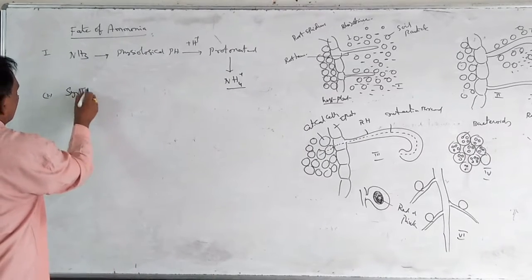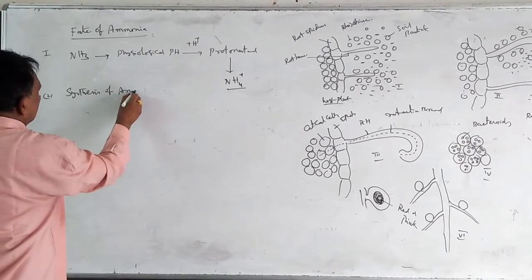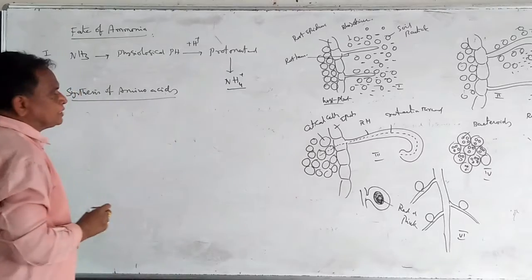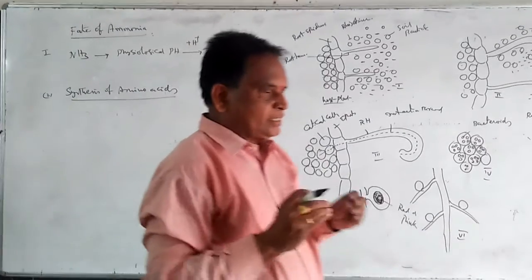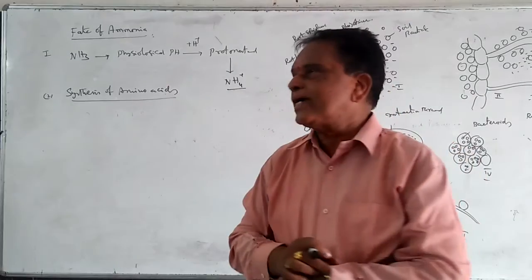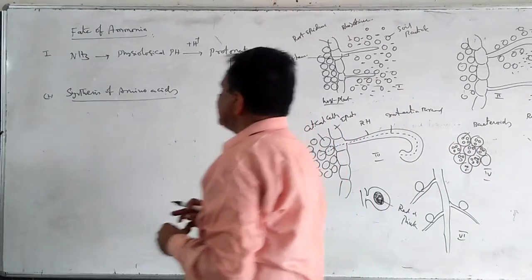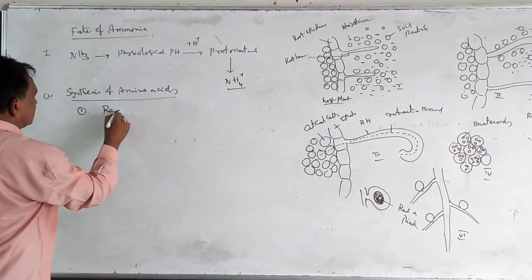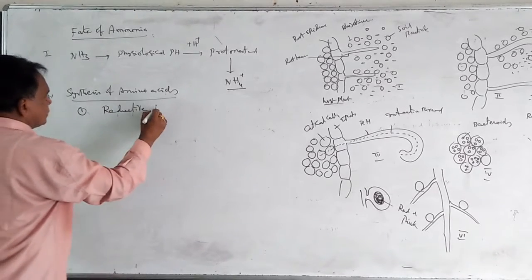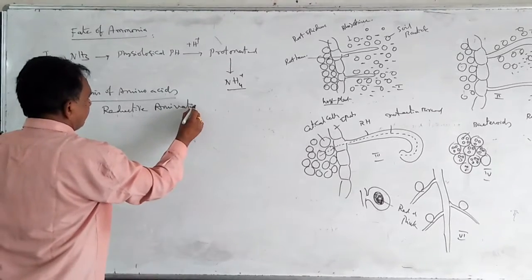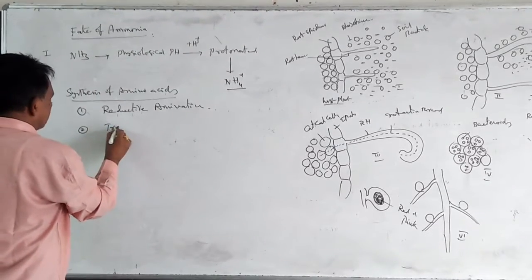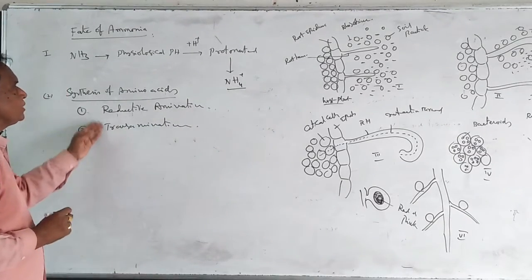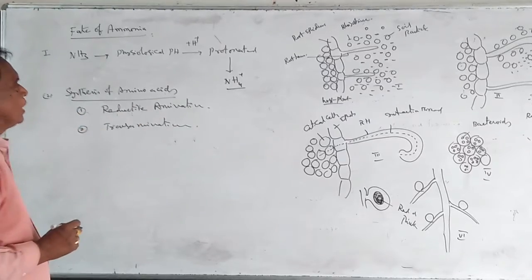synthesis of amino acids. After the formation of this ammonium ion, it enters the synthesis of amino acids inside the plant body, and the synthesis of amino acids takes place in two steps. The first step is reductive amination, and the second step is transamination. By means of these two steps, ammonium is converted to amino acids.